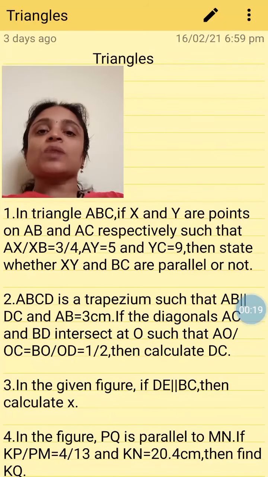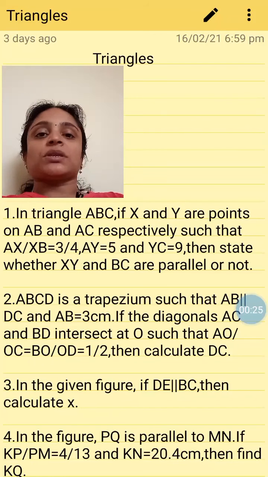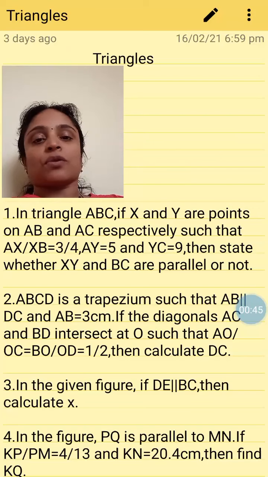And in this video, we are going to solve questions from previous year's question papers from the chapter Triangles. Okay, so the first question is, in triangle ABC, if X and Y are points on AB and AC respectively, such that AX by XB equal to 3 by 4, AY equal to 5 and YC equal to 9, then state whether XY and BC are parallel or not.